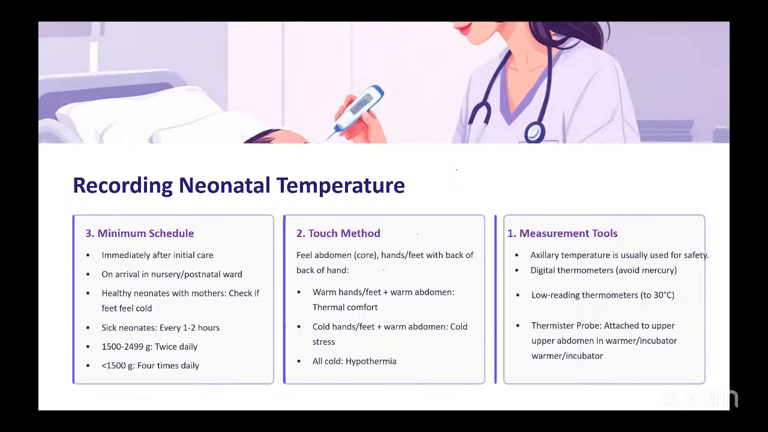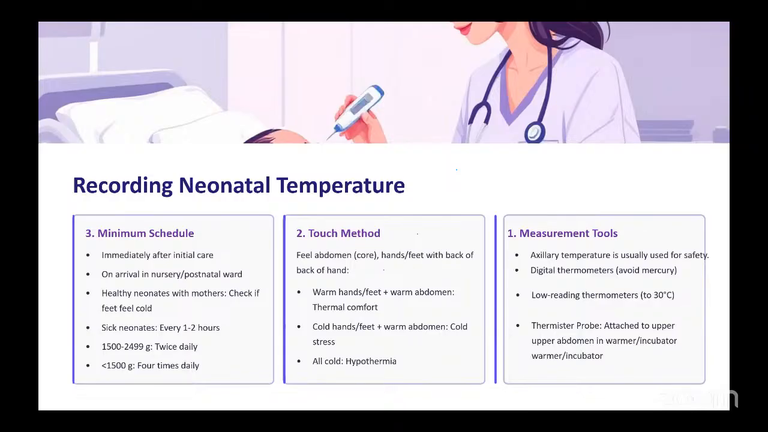In a warmer or incubator, you can actually feel the baby's abdomen and hands with the back of your hand. If the baby's hands and feet are warm and the abdomen is also warm, maybe the baby is in thermal comfort. But if the baby has cold hands and feet and a warm abdomen, the baby is in cold stress, and that is the time you need to consider warming up the baby, removing the wet linen and all those things. And if the baby is all cold, the baby is in real hypothermia. The baby is in danger. We may need to admit the baby and do the rewarming.